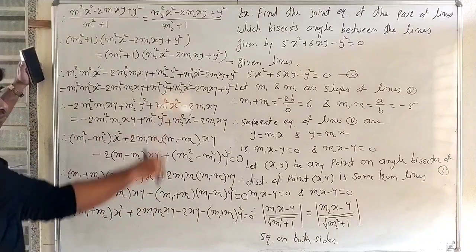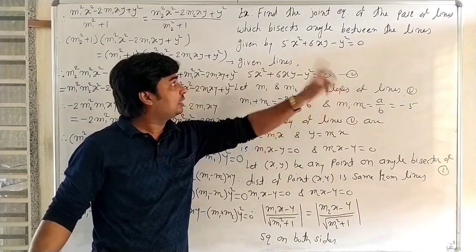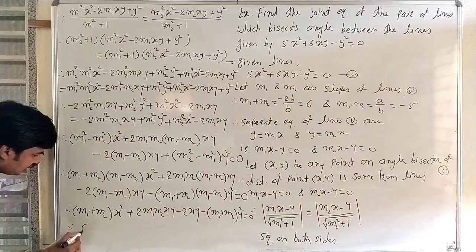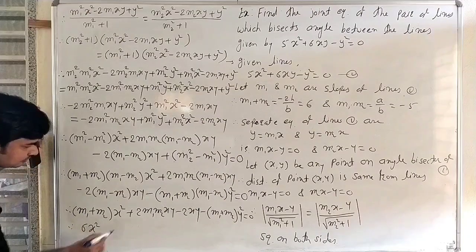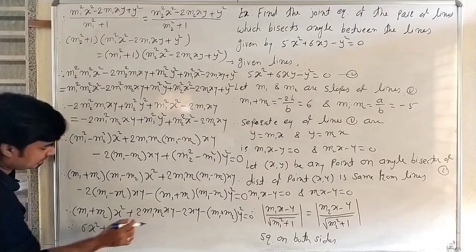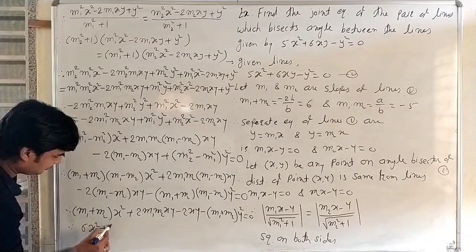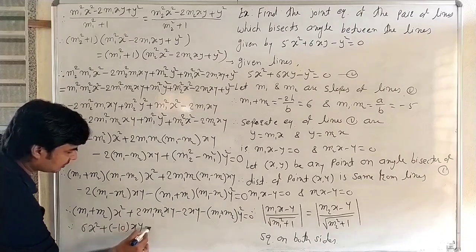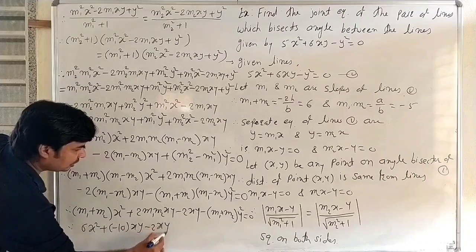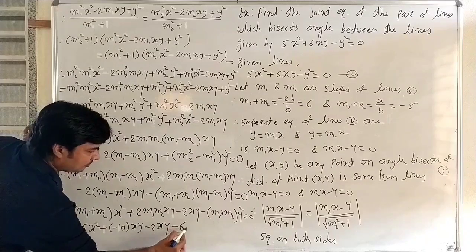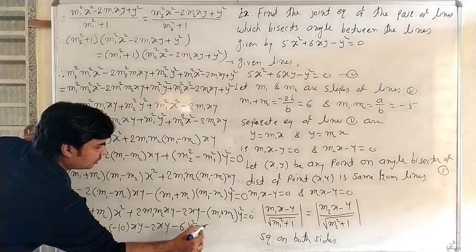m1 plus m2 and m1 into m2. m1 plus m2 is 6 and m1 into m2 is equal to minus 5. Therefore, we can write it is 6x square plus 2 into minus 10 xy minus 2xy and it is minus 6y square is equal to 0.